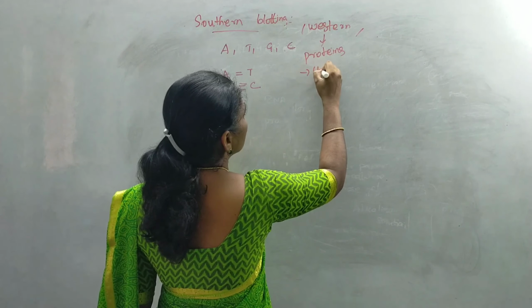Nucleic acids are nothing but DNA and RNA. So we are going to find the target DNA sequences based on this complementary base pairing. The Southern blotting method was given by Edwin Southern in the year 1975. He developed the Southern blotting technique to identify target DNA sequences. This technique uses a probe. So before getting into the topic, we should know what a probe is.